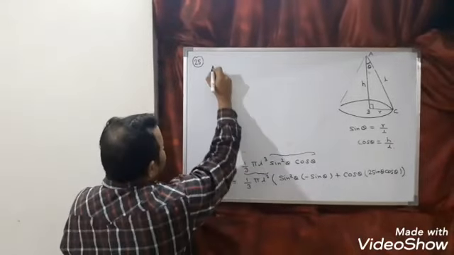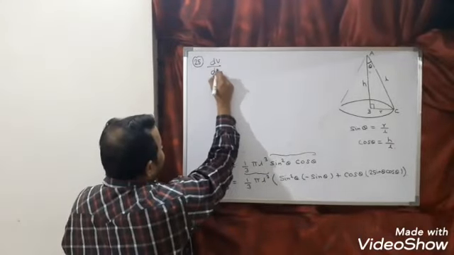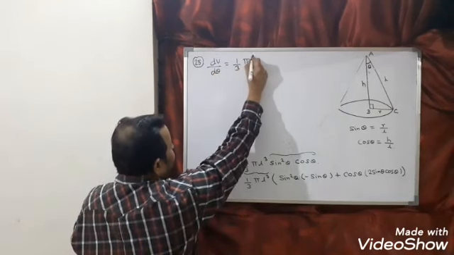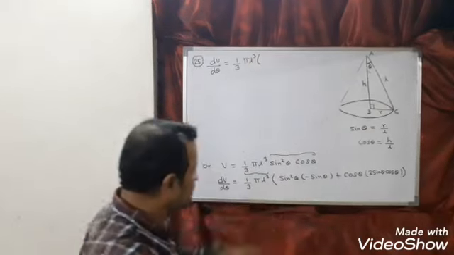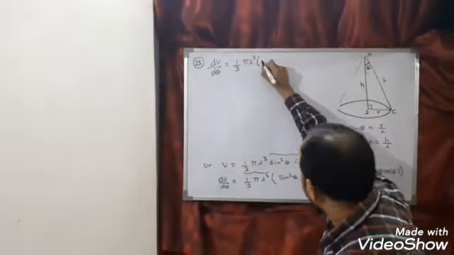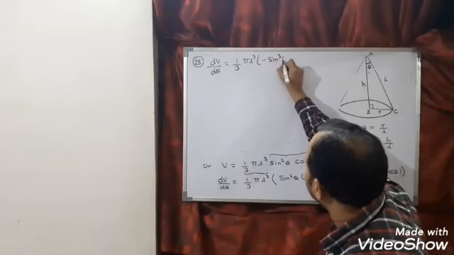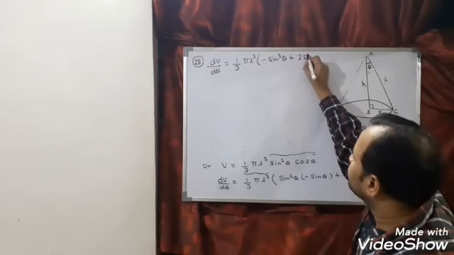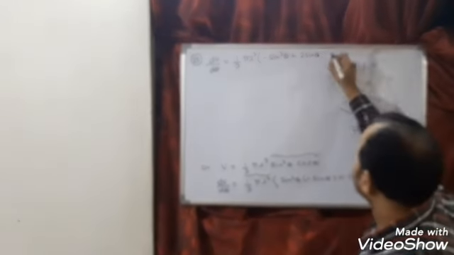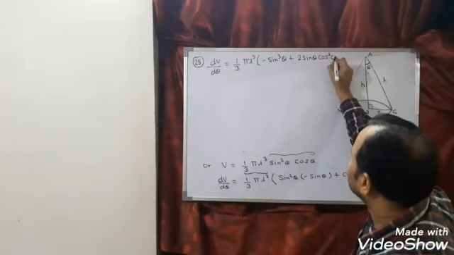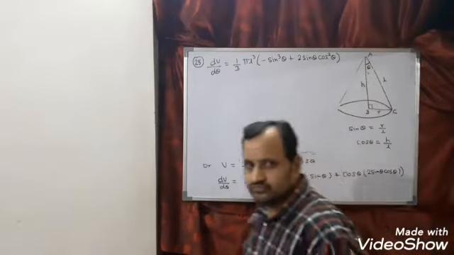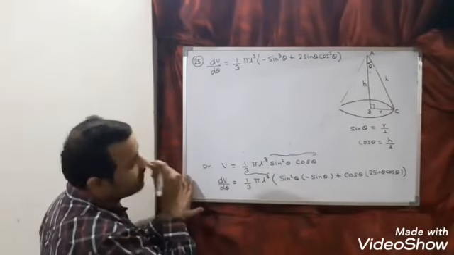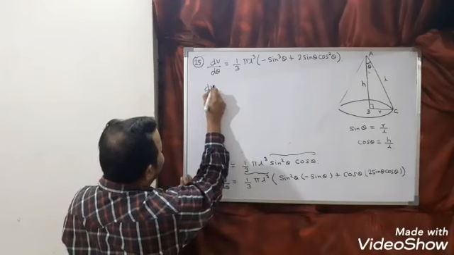So what you will get? Here I can say dV by d theta is equal to 1 by 3 pi L cube into, tell me, here what you will get is minus sin cube theta, and here how much you will get? Here it is 2 sin theta, and here I can say cos square theta, right?